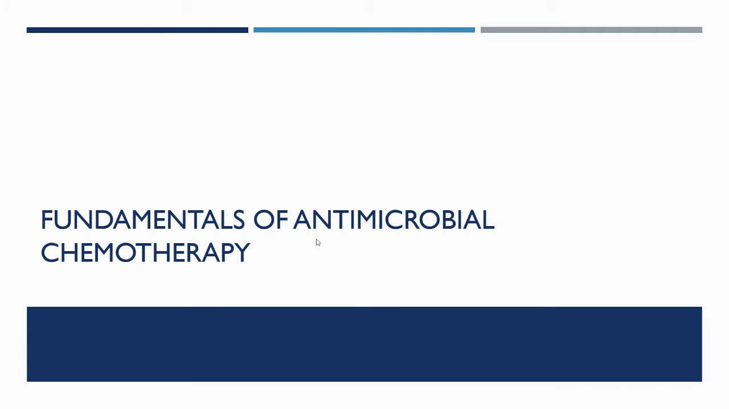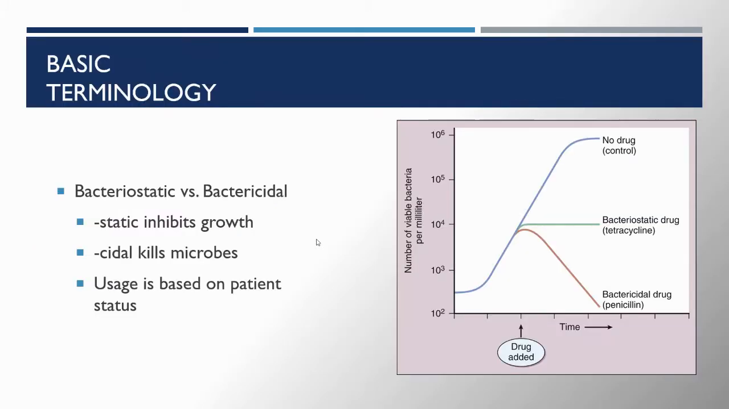All right, so some of the fundamentals when we talk about antimicrobial chemotherapy. We've already covered this. We talked about this in our previous chapter on controlling growth. Bacteriostatic versus bactericidal. So static, we're going to inhibit the growth. They cannot increase in number. So we stop binary fission, we stop their replication.